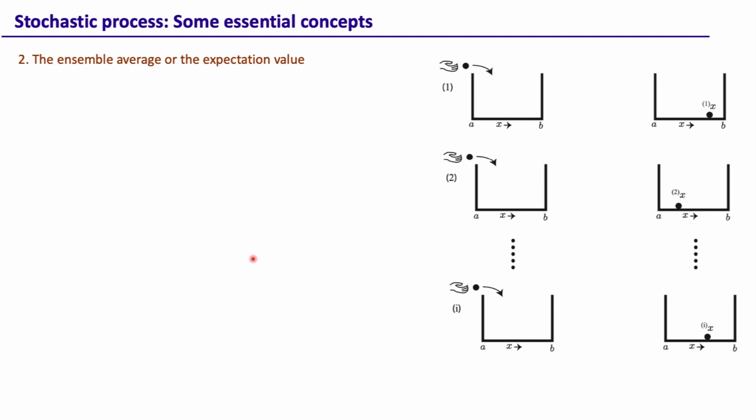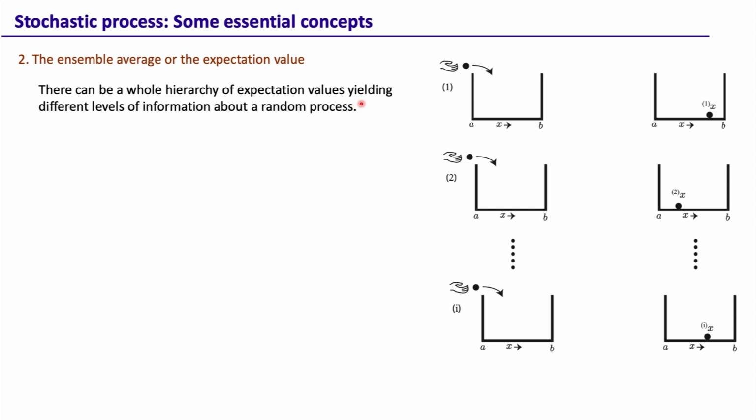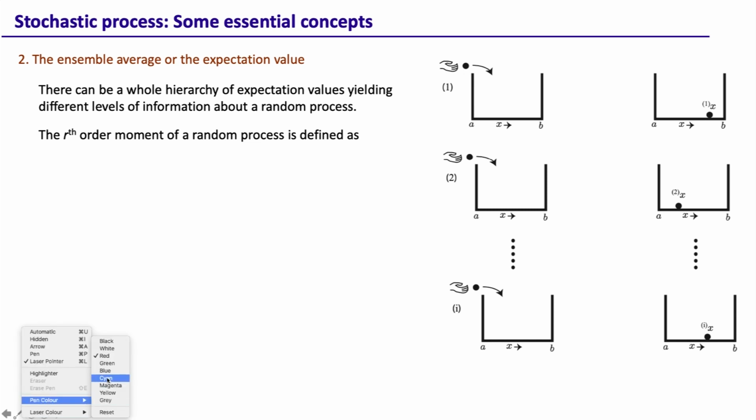So now the expectation value or the ensemble average of x is not the only quantity that we can find about the random process. There can be a whole hierarchy of expectation values yielding different levels of information about a random process. So for example, here it's x, and then we looked at the expectation value of x, but there can be other expectation values. And for example, what is defined is what's called the rth order moment of a random process. The rth order moment of a random process is defined in this manner. Let me just use a different color, blue, it is better.